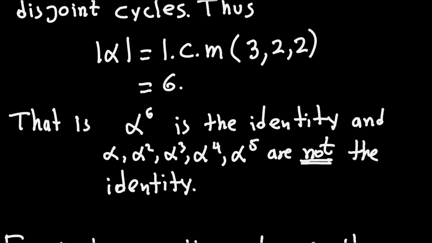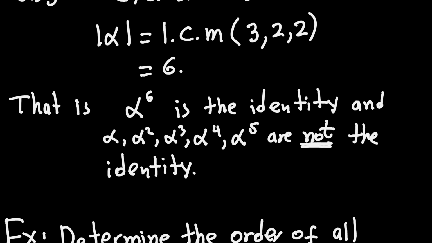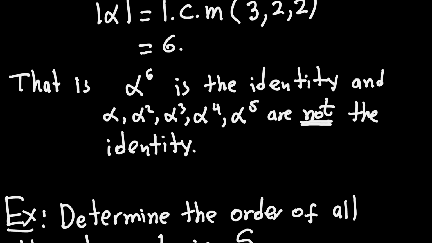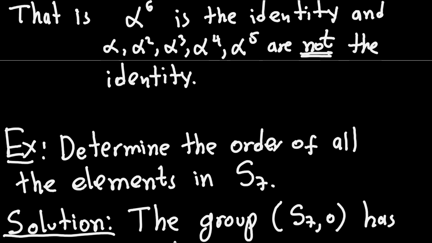What does that mean? Let's recall what order means. It means that alpha to the 6 is the identity. Remember, the identity in permutations is the function that fixes everything. So alpha to the 6 will be a function that fixes everything, and any power of alpha lower than 6 will not be the identity. That is the meaning of order here, something we talked about already.